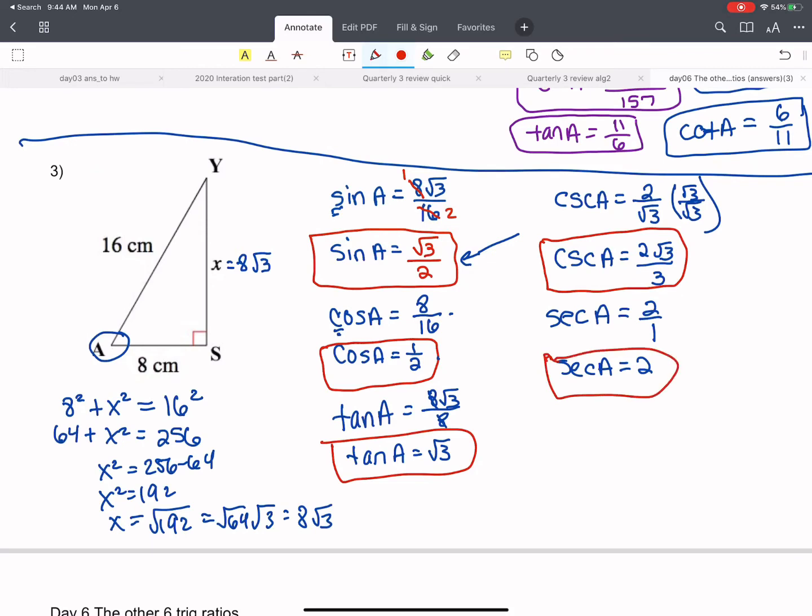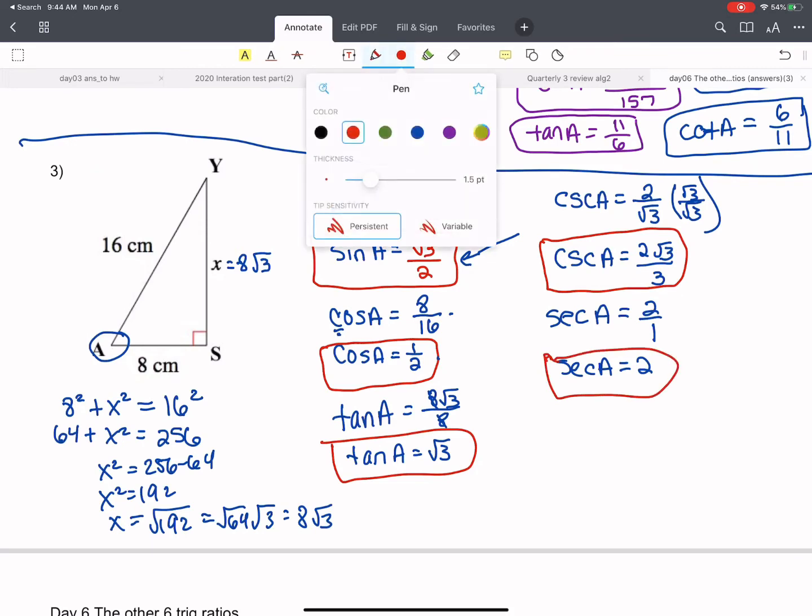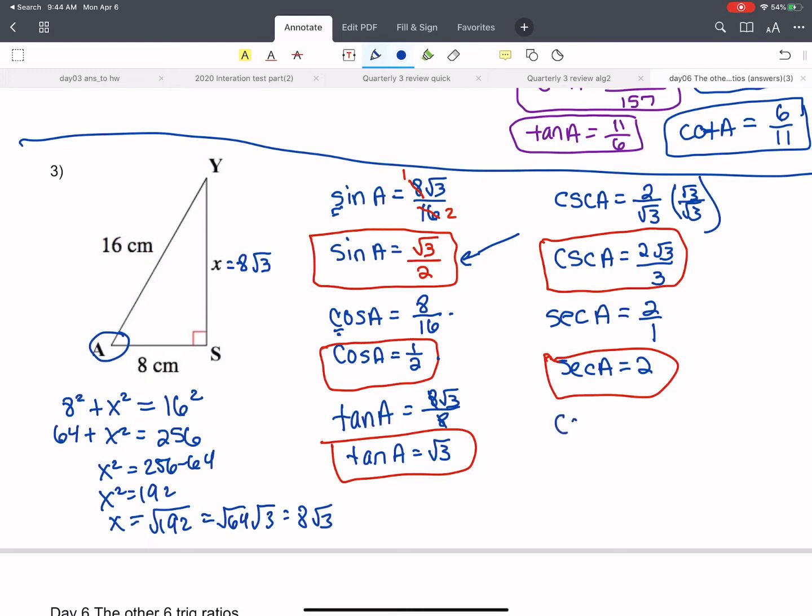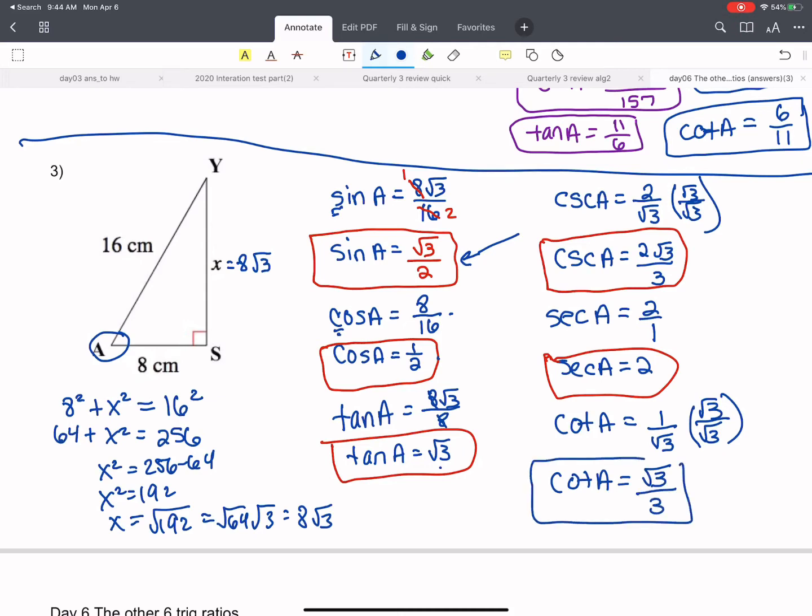And lastly is going to be cotan of A, which is the reciprocal of tan. So we have tan to be radical 3. So the reciprocal of that is 1 over rad 3, because you can assume that that's over 1. So rationalize, of course. So cotan of A is 1 times rad 3 is just rad 3 over 3.